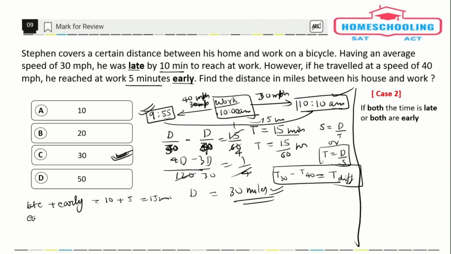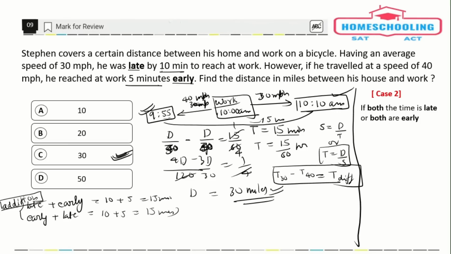Or if one is early plus late, the first one was early, then the second one, then the same thing: addition will happen. So for these two, addition of time will happen. That is 10 plus 5, so it was still 15 minutes.